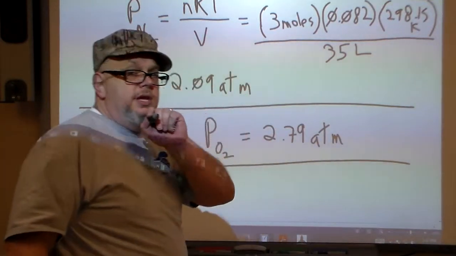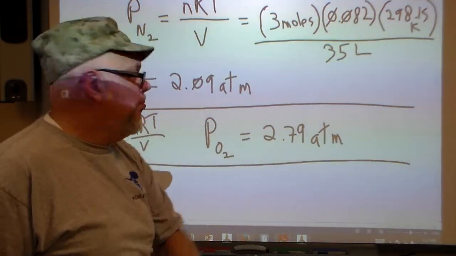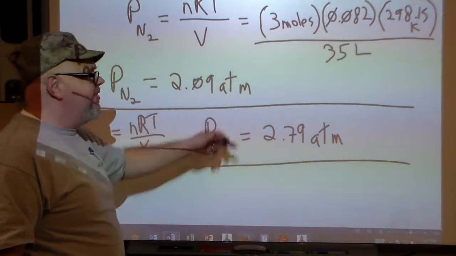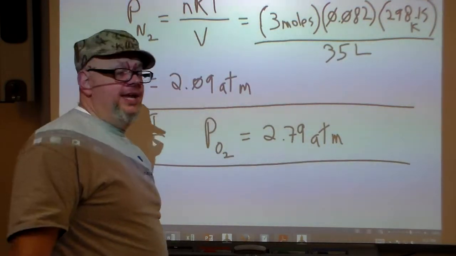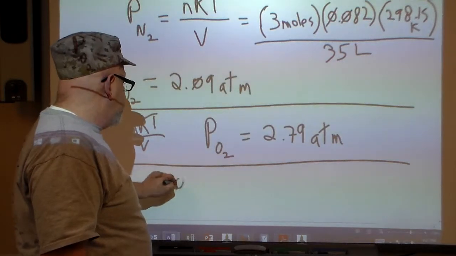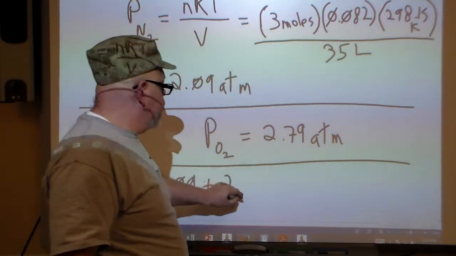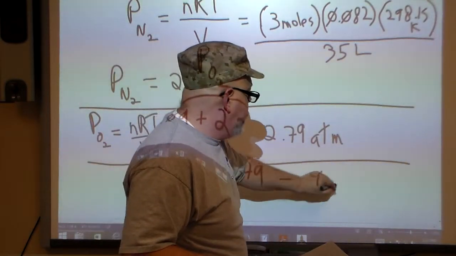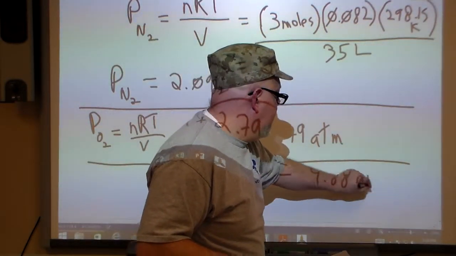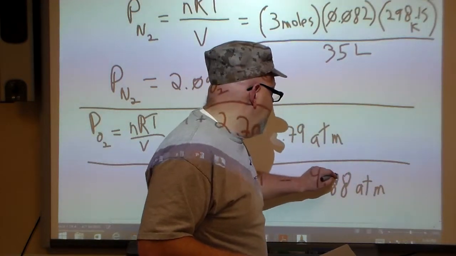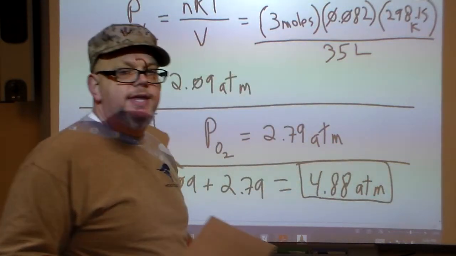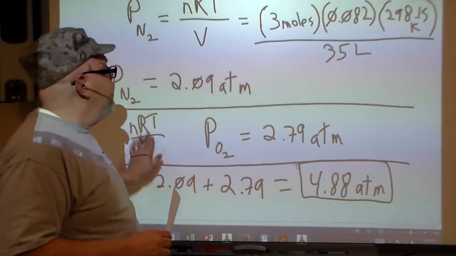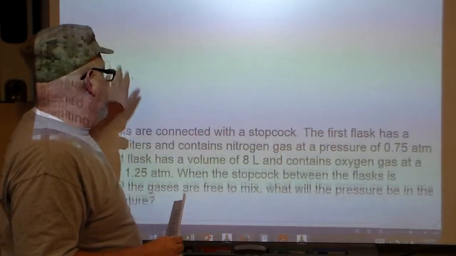What was the problem asking us? They're asking us for the total pressure. Well, the total pressure is you're just going to add these up. That's complicated, isn't it? So 2.09 plus 2.79 is going to equal the big whopping 4.88 atmosphere. And that, ladies and gentlemen, is the answer for the first problem. Yes! Okay. Now I do need to move on to the next one.